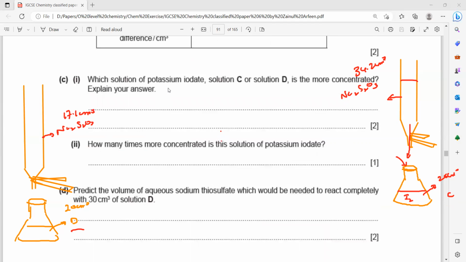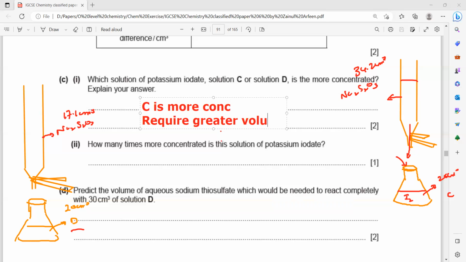Which solution of potassium iodide, C or D, is more concentrated, and explain your answer. So which solution is more concentrated? We'll mention C. C is more concentrated. And why is C more concentrated? What will be the reason? We'll mention because it requires more volume of thiosulfate relatively. The reason is that it requires a greater volume of sodium thiosulfate for a complete reaction.